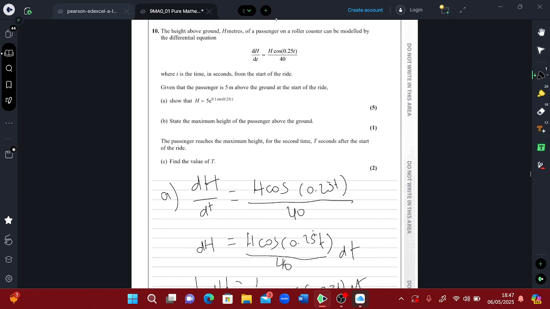But notice, it's a definite answer. There are no unknown constants, so we need to use the information given. It says the passenger is 5 meters above the ground at the start of the ride. So the start of the ride is t equals 0, because t is the time from the start of the ride. At the start, t is going to be 0, and the passenger is 5 meters above. Reading the question, height h is meters above ground, so h has to be 5.